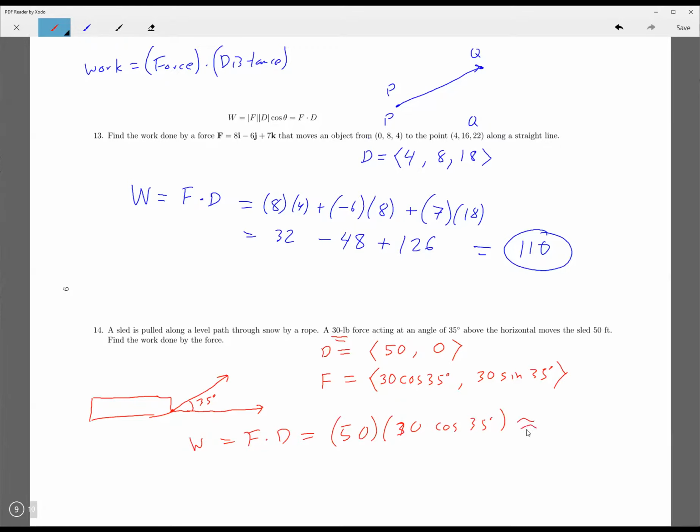Okay, so let's go ahead and calculate that. And the units kind of all work out, so we're good on the units. So 50 times 30 times cosine of 35. Round to the nearest whole number. It's 25. Okay, so what do you guys get?